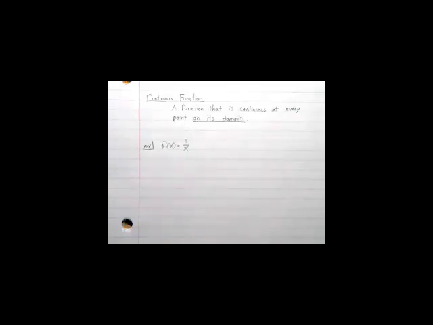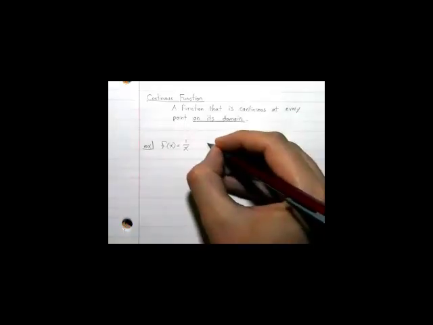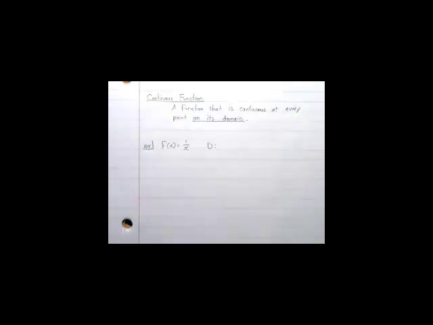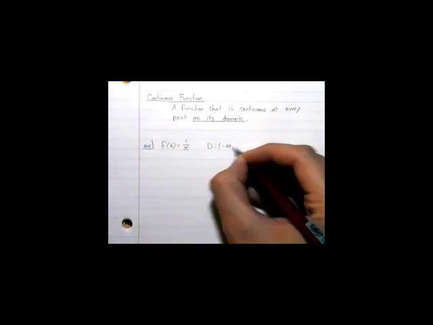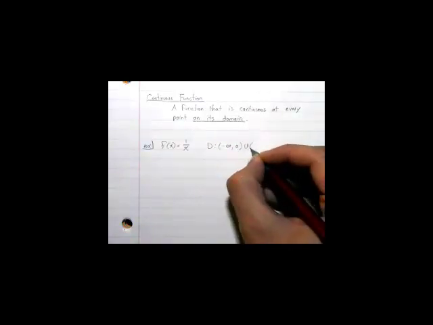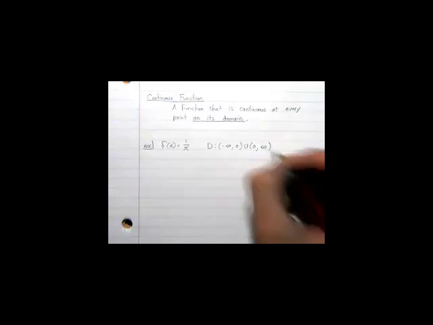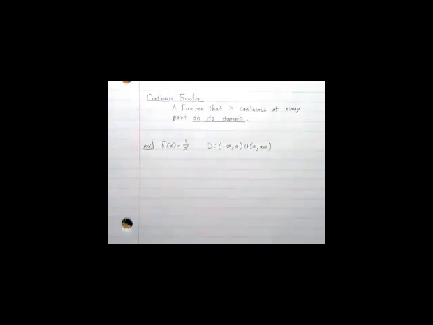What's the domain for 1 over x? Everything except for 0, right? Okay, so this would be a continuous function if it's continuous on this interval and continuous on this interval. Okay, so let's draw a quick sketch of what this thing looks like.